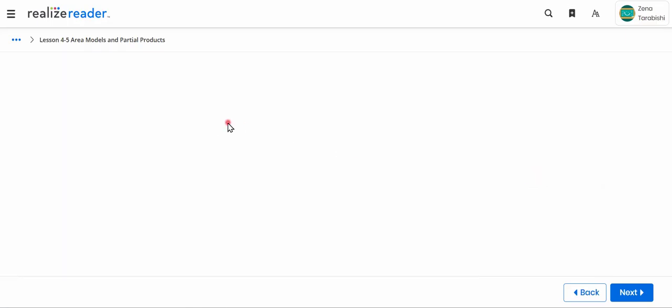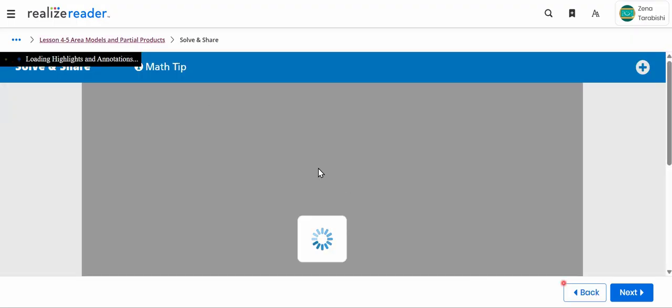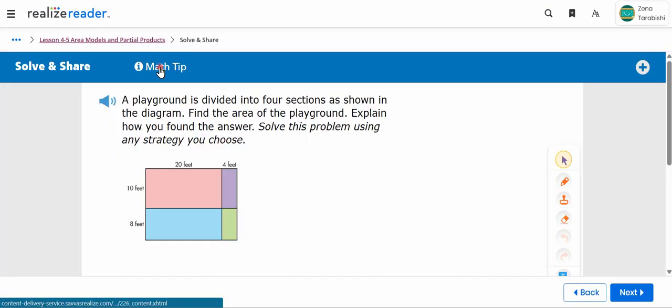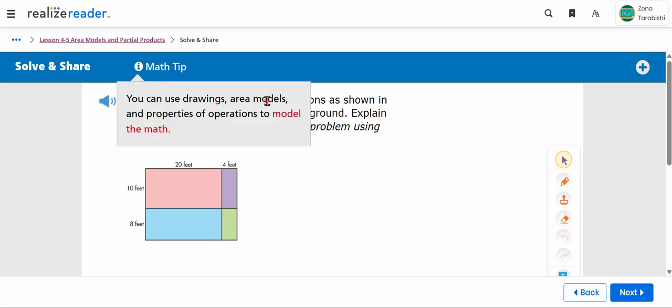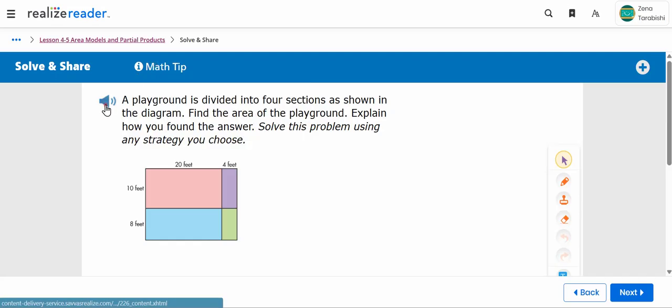Let's go ahead and begin our solve and share. Right now we're on page 145, so please make sure that you're ready. Our math tip for this lesson is you can use drawings, area models, and properties of operations to multiply or model the math. A playground is divided into 4 sections as shown in the diagram.